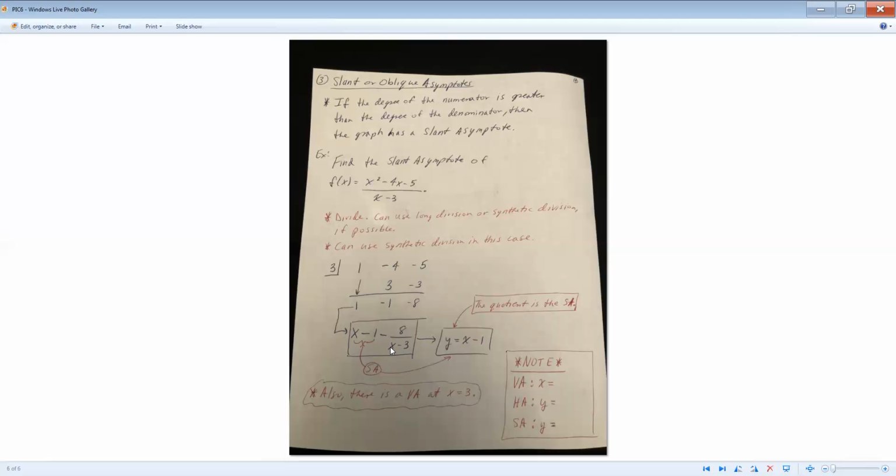Also, just a side note, I have a vertical asymptote here. When I take x minus 3, set it equal to 0, and solve it, I will have a vertical asymptote at x equal to 3. So that's how you find your slant asymptotes. Also, keep in mind that when I'm looking at my vertical asymptotes, it's going to start off with x equals. But my horizontal asymptote and my slant asymptote start with y equals.